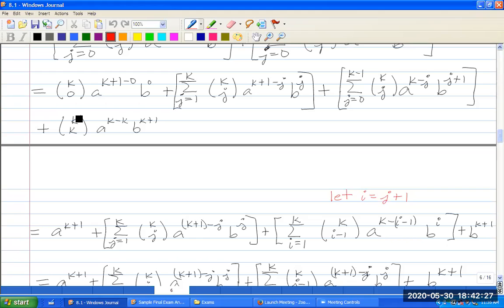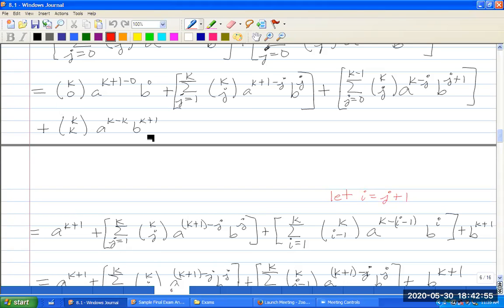kC0 is 1. b to the 0 is 1. k plus 1 minus 0 is just k plus 1. So this first term is a to the k plus 1. Let's look at the last term. kCk is just 1. k minus k is 0. a to the 0 is 1. So this last term here is just b to the k plus 1.